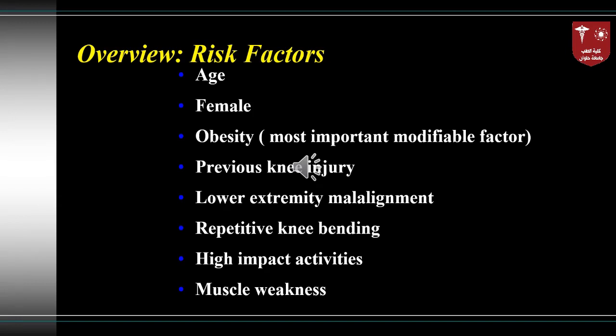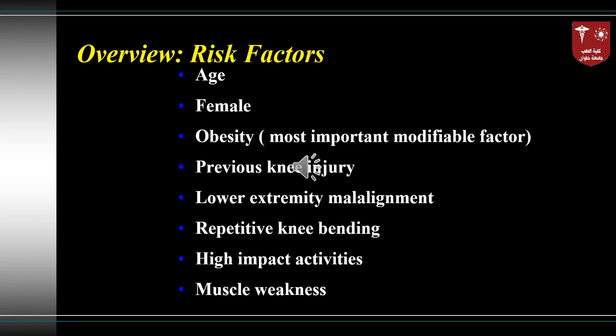Obesity is a major risk factor of having osteoarthritis. And previous history of injury, malalignment of the knee. By malalignment, I mean the bone is not in the typical anatomical position. Any deviation from the normal anatomical position is called malalignment. That causes different pressure on different points of the joint, which causes early osteoarthritis.